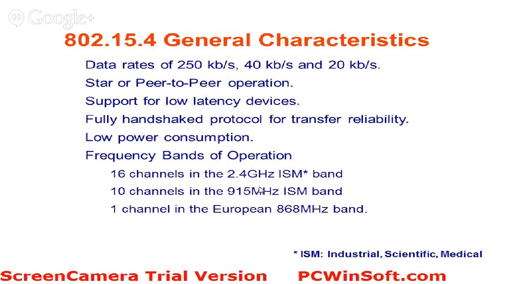There are 16 channels in the 2.4 gigahertz ISM band, 10 channels in the 915 megahertz ISM band, which is available in USA, and one channel in the 868 megahertz band, which is available in Europe. Some new frequencies will also come in, which are available in China, and right now the standard or radio for that is in development.